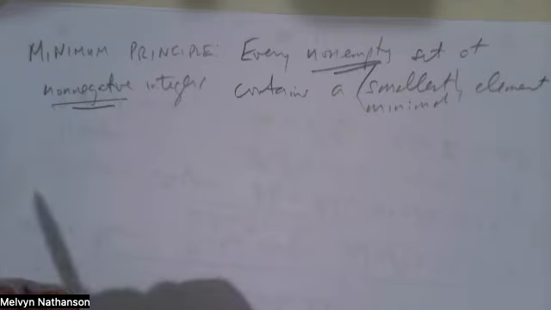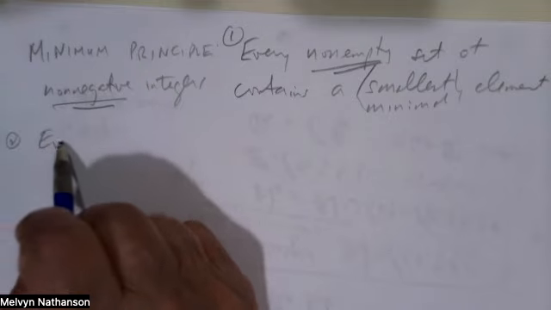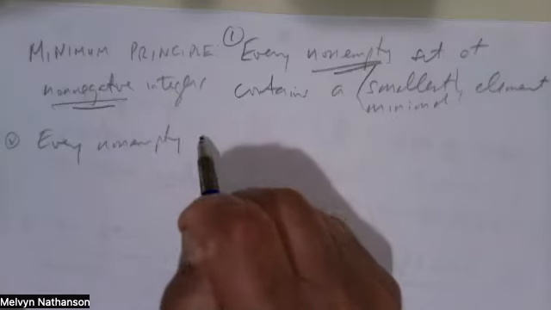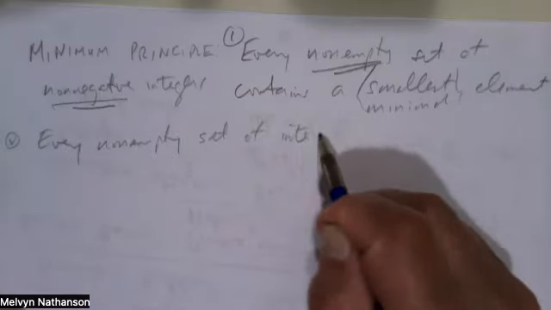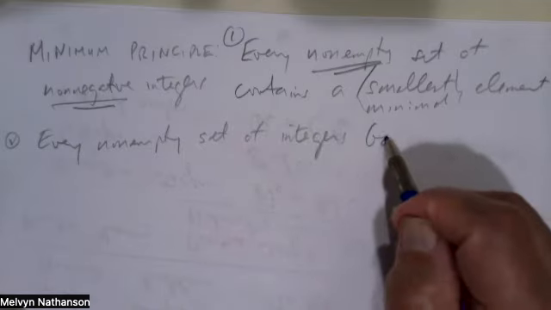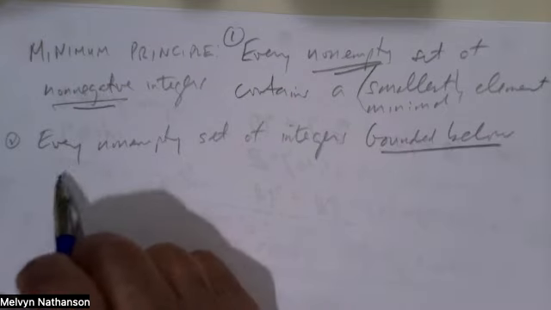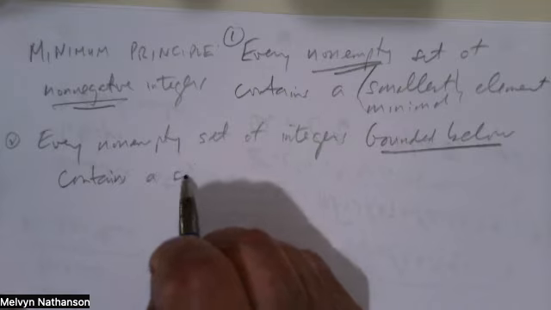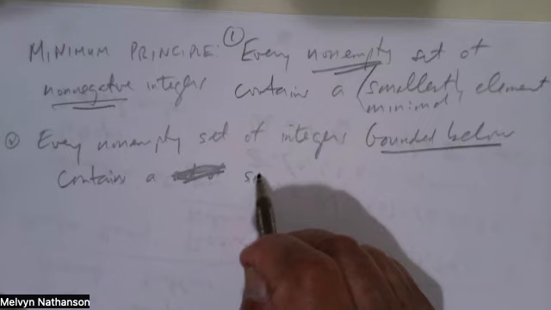Or you can generalize this a little bit and put it in the following form. Every non-empty set of integers, which is bounded below, contains a smallest element.